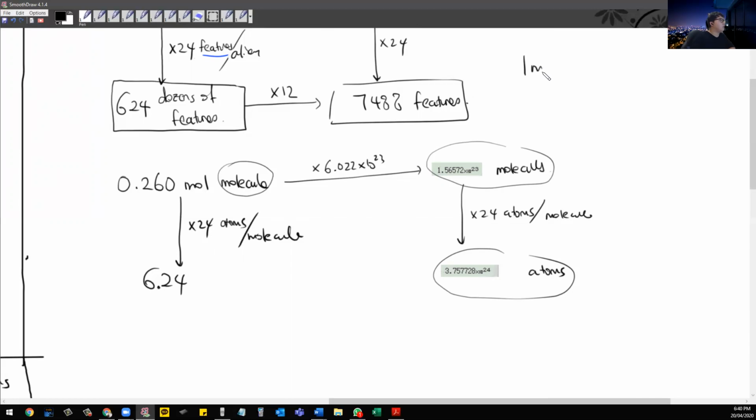You see how 1 mole stands for 6.022 times 10 to the 23, right? Huge number. If you only multiply 24, you still haven't got rid of the mole. So this is a mole of molecules. This is mole of what? Mole of atoms. You have that many mole of atoms. And then you times that by the Avogadro's number, then you can finally get rid of the mole and get this number.